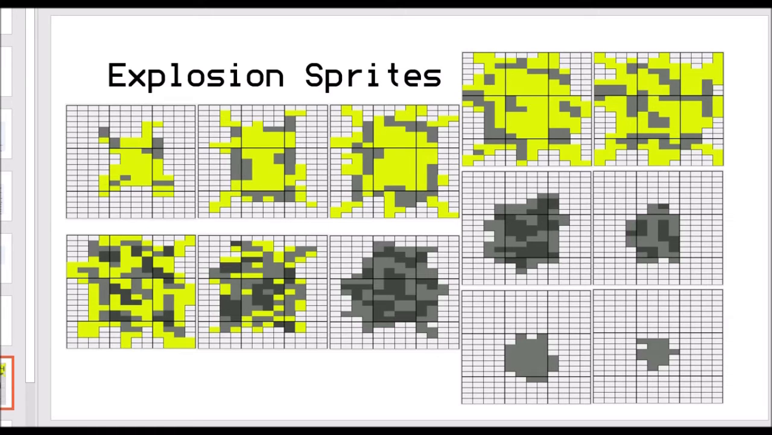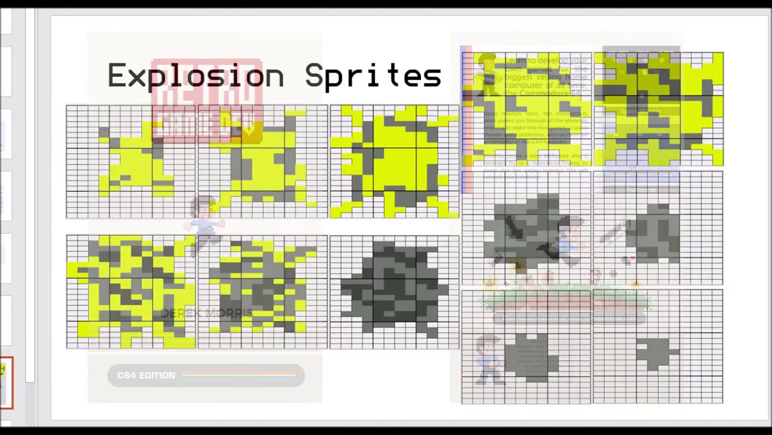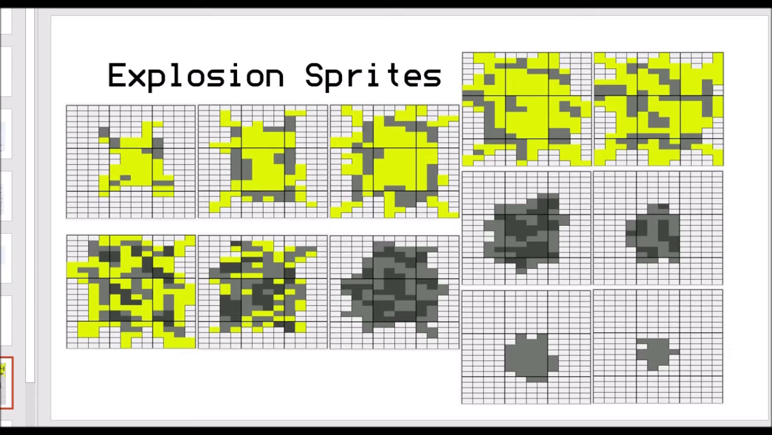new book that's out, which you can buy from Amazon. It's called Retro Game Dev by Derek Norris, and I've borrowed his exploding sprites out of the game that he's created in the shoot 'em up. So we'll be borrowing those sprites, and I'll show you how to import them into the system.